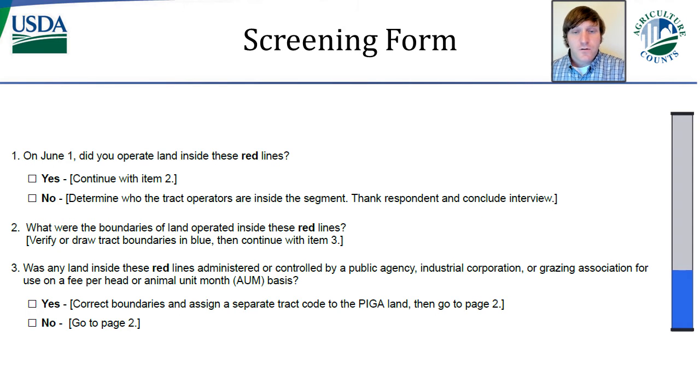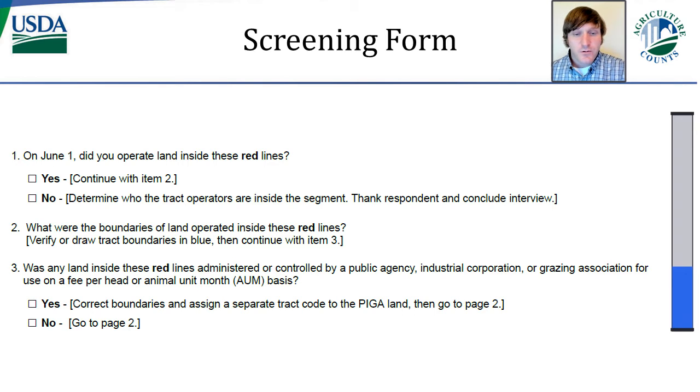The front page of the screening form also asks two key questions to determine if the person you are talking to either operates or lives inside the segment. If the respondent doesn't live or operate inside the segment, the respondent may still be able to help you find out who is operating there.